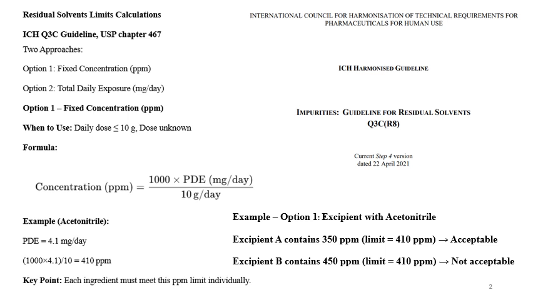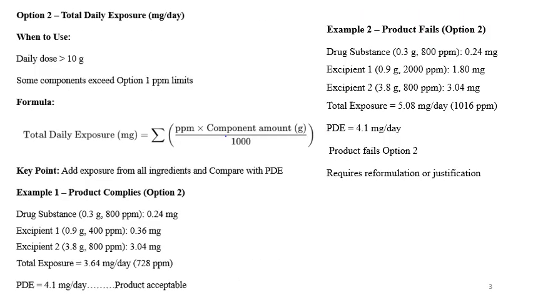If any of the excipient is not meeting the limit, then you need to go to option 2, and option 2 is the total daily exposure in mg per kg. Now when you are going to use option 2 with total daily exposure, that is mg per day, if your daily dose is about 10 gram and if some components exceed the option 1 ppm limits, then coming to the formula for total daily exposure in mg, summation of the ppm into component amount divided by 1000.